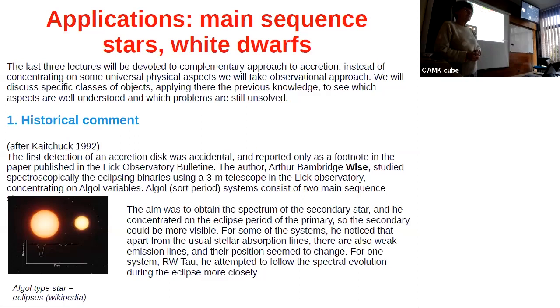Now, during the last three lectures, we will concentrate on specific types of objects, and then we will check what can be understood, what's not understood. So today I will talk about accretion on main sequence stars and white dwarfs. Next week, there will be a lecture on accretion in X-ray binaries, so basically on neutron stars and the galactic black holes.